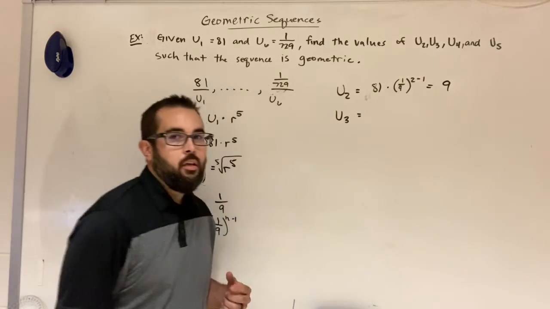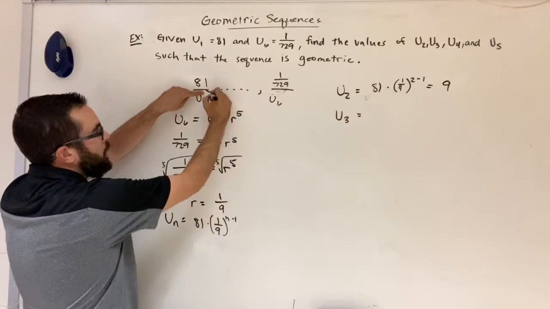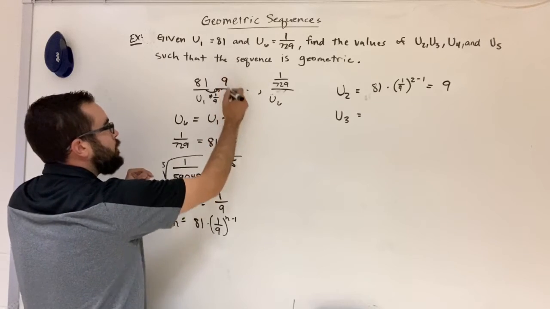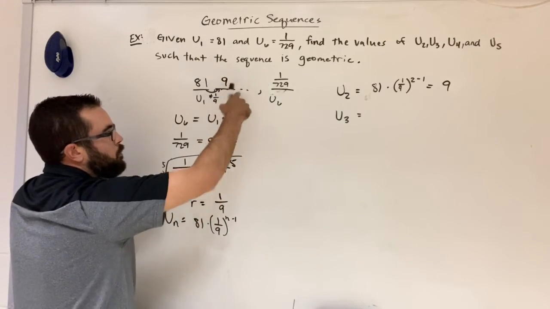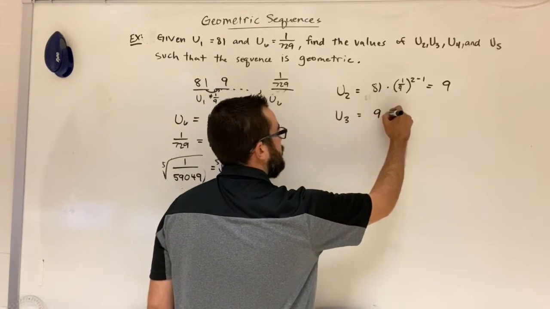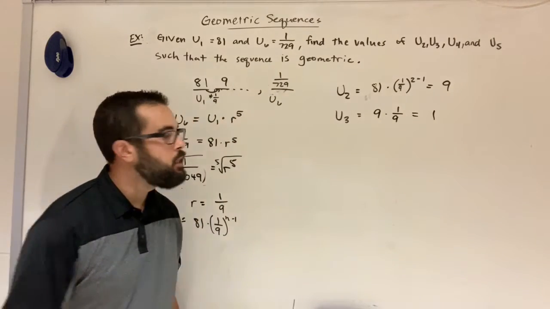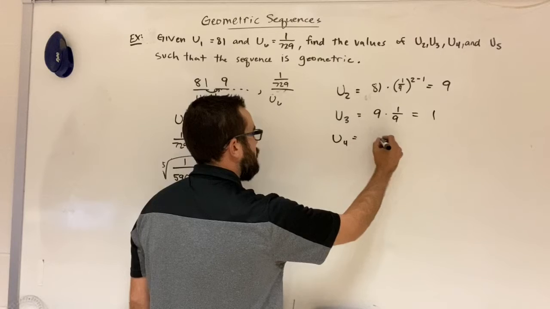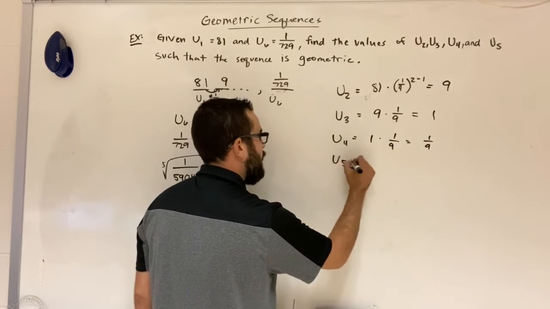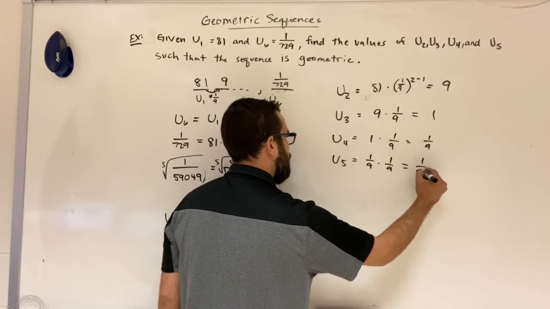So then let's think about it over here. We multiplied by 1/9 to get u2. u2 is 9. So all I have to do is take that 9 and multiply it by another 1/9 to get u sub 3. So I have 9 times 1/9. I get 1. So u sub 4 is just going to be 1 times 1/9, which is 1/9. u sub 5 is 1/9 times 1/9, which is 1/81.